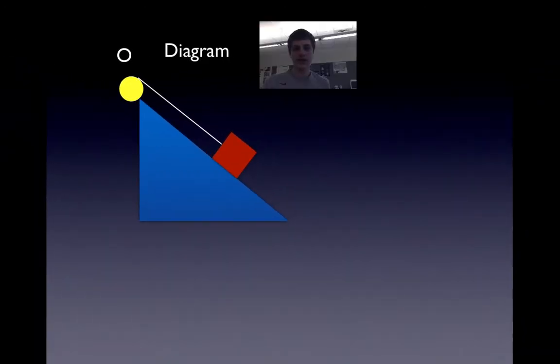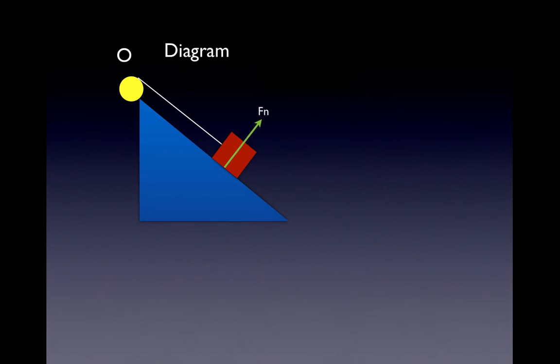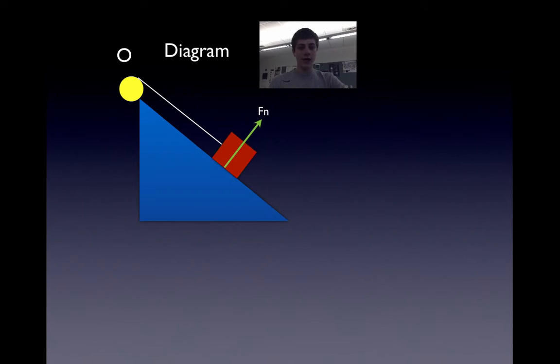As the box slides down the ramp, the ramp provides a normal force on the box. There is gravity acting on the box. Tension is acting on the box from the rope. And there is kinetic friction acting on the box as it slides down the ramp, at the point of contact between the box and the ramp.